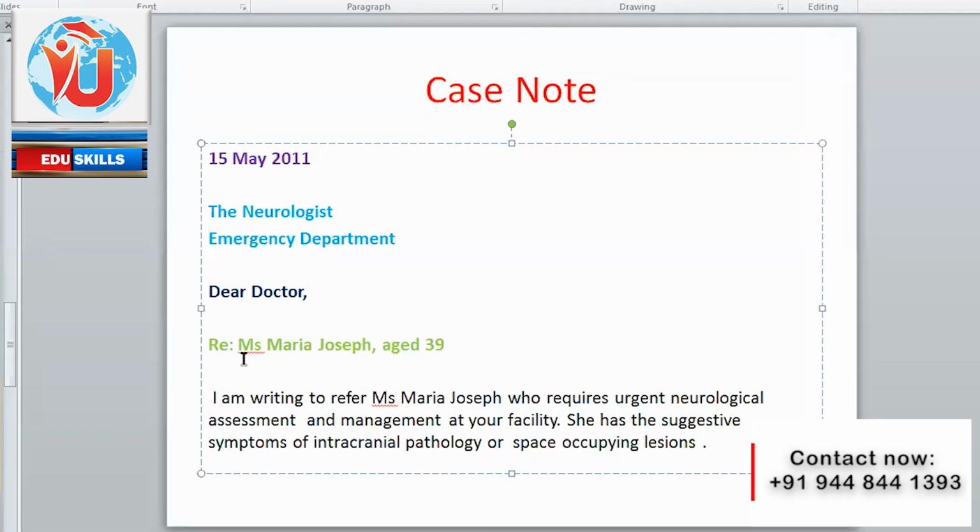Then the reference is Miss Maria Joseph. The patient's full name should be there in the reference, comma, aged 39. If the date of birth was given, we could write the date of birth. Since the age was given, we choose to write aged 39. I hope this makes sense. We have completed the first part: date, address, salutation, and reference.